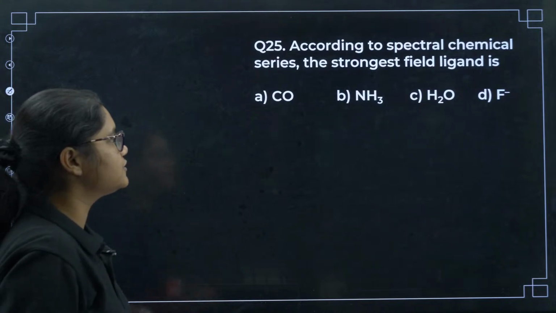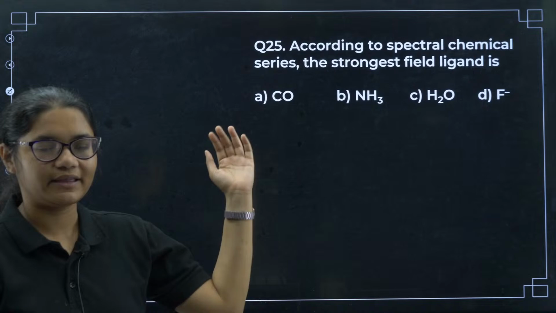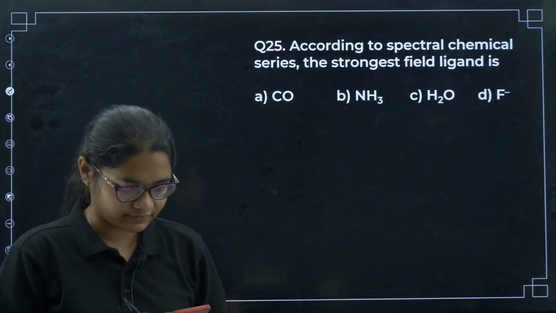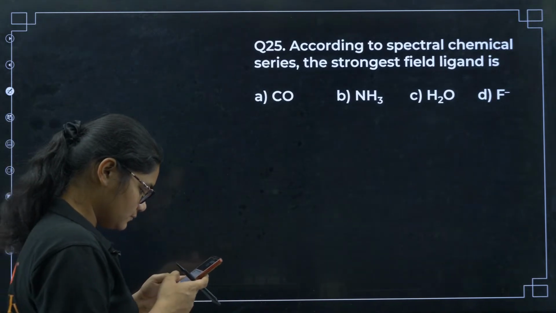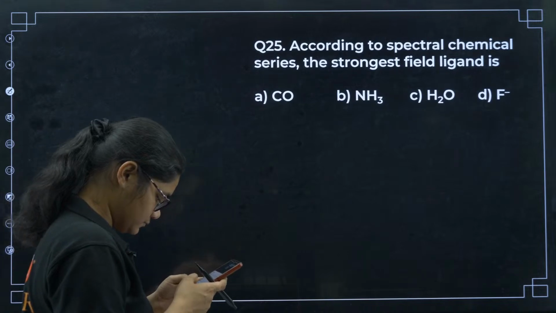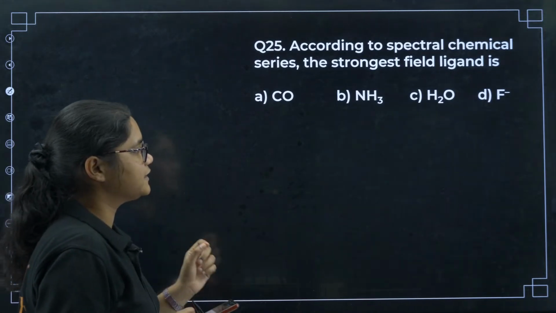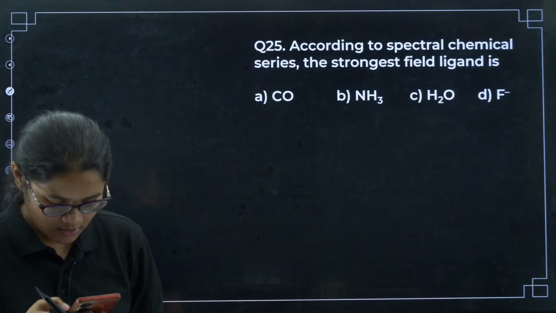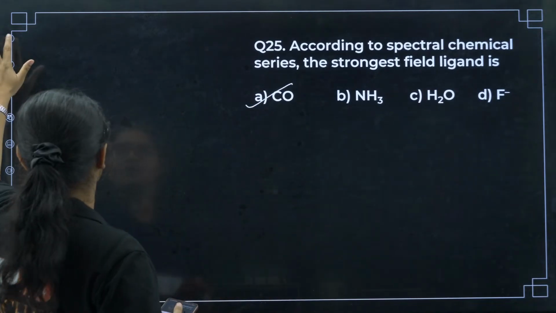Next, according to spectrochemical series, the strongest field ligand is. So we have a series where we have arranged the ligands, right? So which is the strongest field ligand here? Is it CO, NH3, H2O or F minus? Yes, Bharat, very good. Option number A is the correct answer.